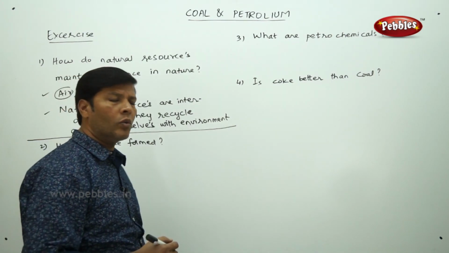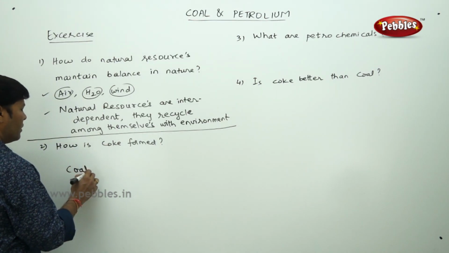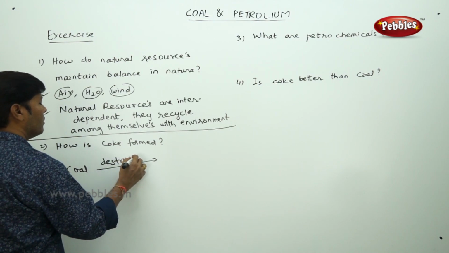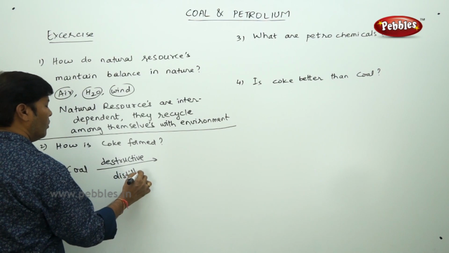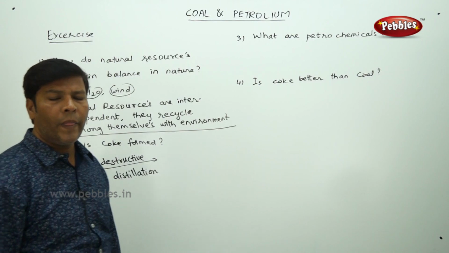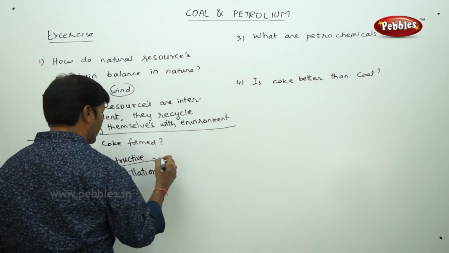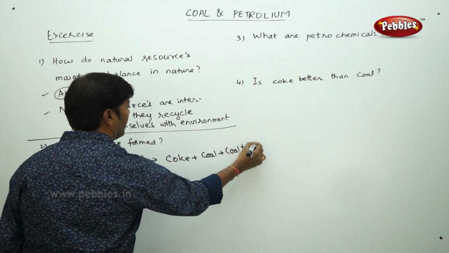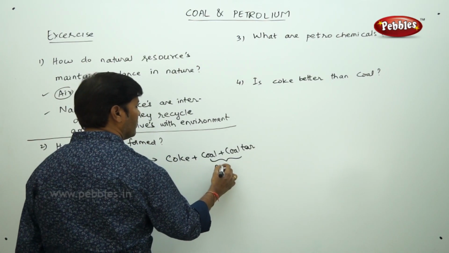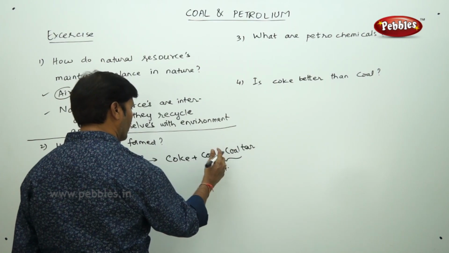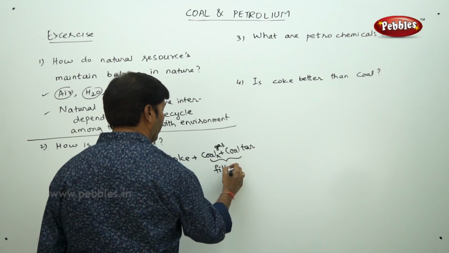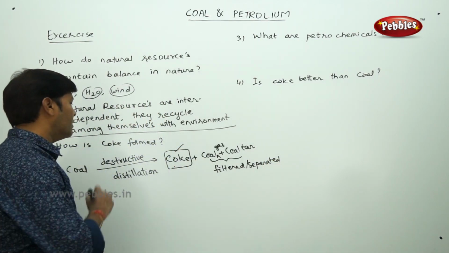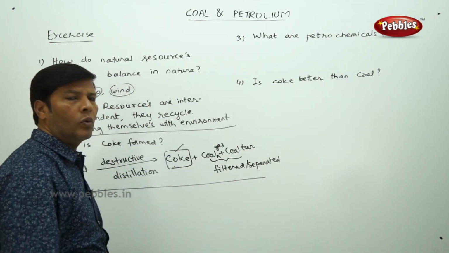How is coke formed? Coke is actually formed when coal is subjected to destructive distillation. When coal is subjected to destructive distillation, heating the coal at high temperature without the supply of oxygen leads to the formation of coke plus coal gas plus coal tar. Actually, coal gas and coal tar are filtered and separated, and that leads to the formation of coke. Coke is separated in this way. This is how we can say that the coke is prepared from the coal.